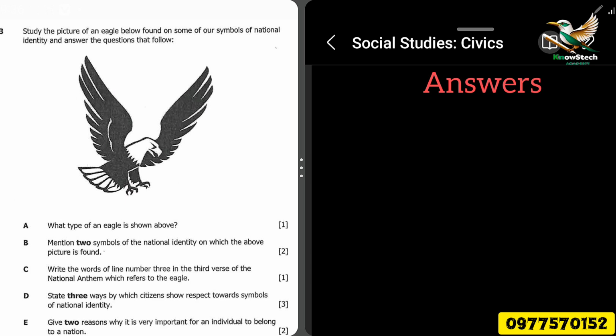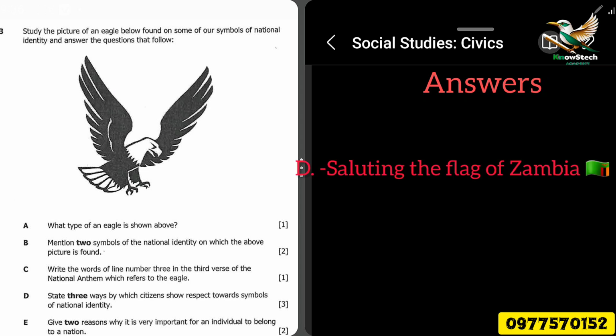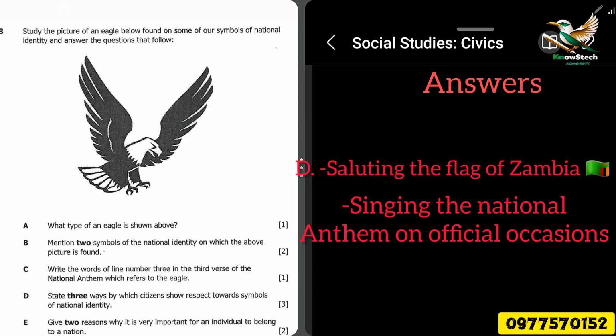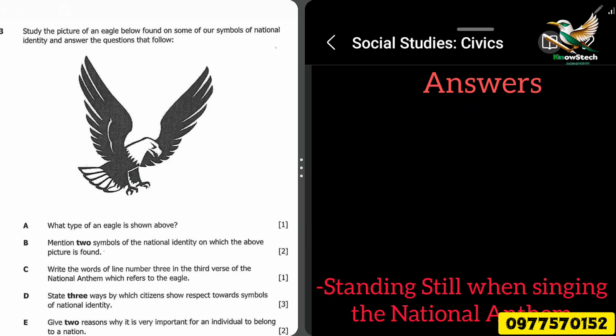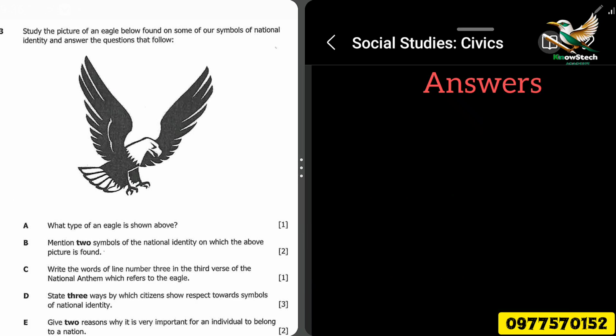State three ways by which citizens show respect towards the symbols of national identities. Saluting the flag of Zambia. Okay, singing the national anthem on official occasions. Okay, standing still when singing the national anthem. All right, so you mention any three, and also showing the coat of arms on the television screen before the president speaks or addresses the nation.